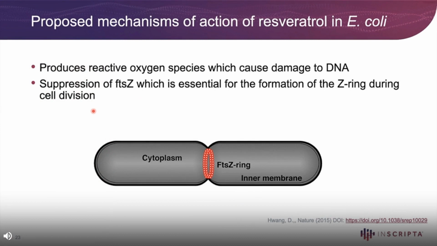There are a couple of different proposed mechanisms of action of resveratrol in E. coli. One proposed mechanism of action is that it could be producing reactive oxygen species, which is causing damage to the DNA. Another proposed mechanism of action is that it could be suppressing FtsZ, which is essential for the formation of the Z ring during cell division.